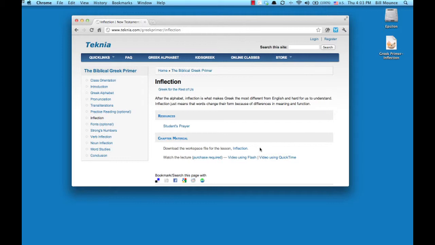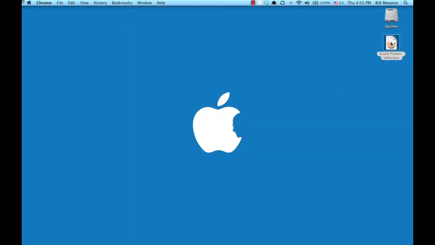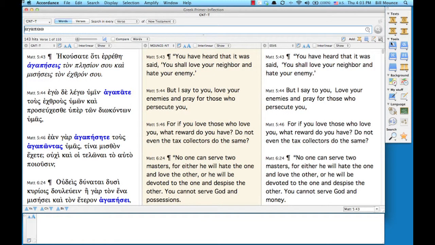So what I want to do in the screencast is to spend a little more time just looking at examples of inflection and kind of reviewing what we've already discussed. So go ahead and download the workspace file for the lesson and then start up Accordance. This is a very basic screen designed to help us do some reading, not a whole lot else.